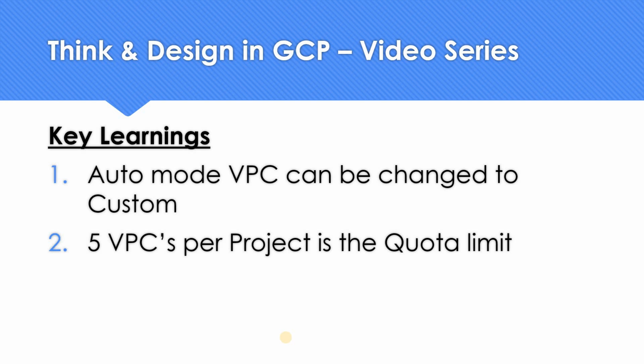The second important thing which we learned is that per project, the quota limit is only 5 VPCs. This can definitely be increased. This is a soft limit, but the soft limit is currently 5 VPCs. So if you want more, you need to raise a request. The concerned team in Google will process the request. And just for your information, if you are using a free tier account, you cannot increase the quota.